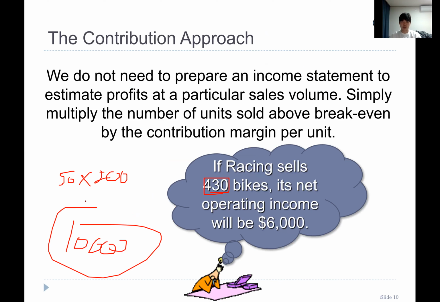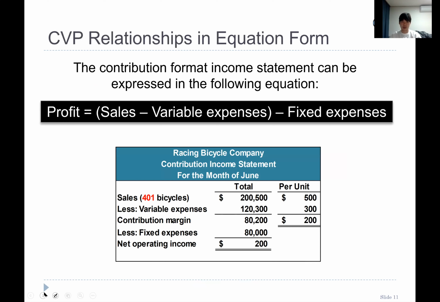Rather than making the statement on the computer, you can just tell on your fingertips what your net operating income is. If you are managing your own business, it is good for you as well, right? Now let's talk about the CVP relationship in terms of equation format. So we know that profit is equal to sales minus total cost, right? Profit is equal to revenue minus total cost. Total cost is equal to fixed cost plus variable cost, right?